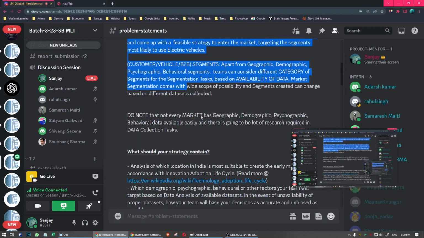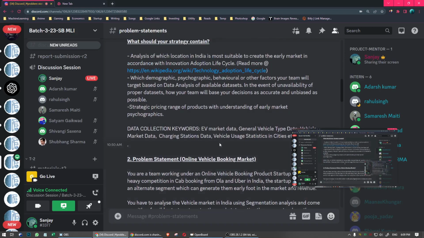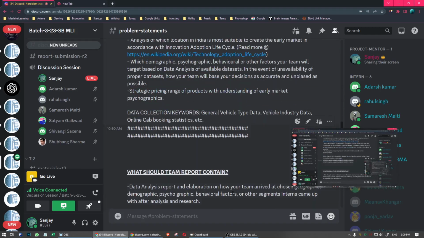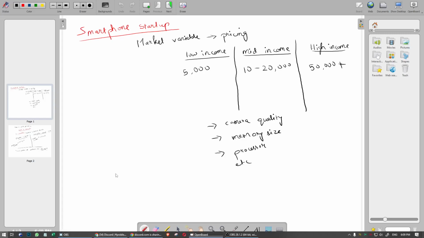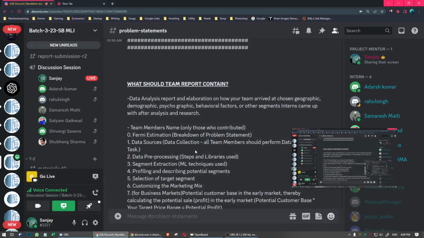Okay, for the EV market, and the same applies for the online cab booking market. Online cab booking market is the same thing. So first, you have to collect the data. Okay, regarding the task division.